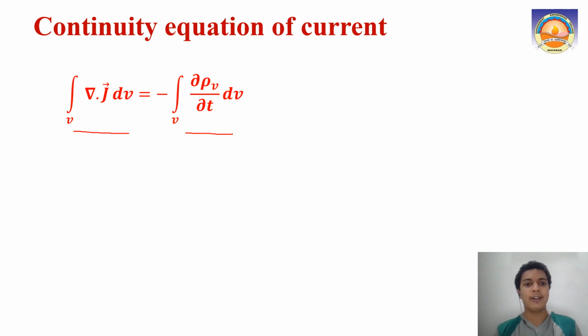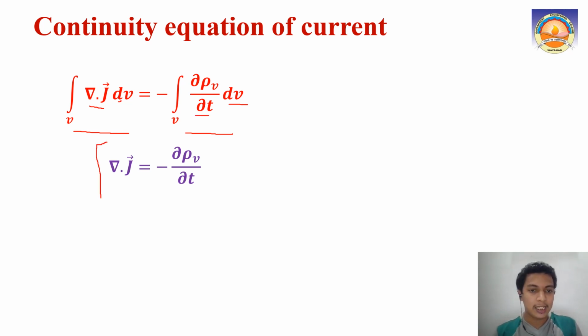So from this it is quite clear that both are volume integrals, with dv on both sides. It is about the same volume that we are discussing. So now from this equation we can directly get our equation: del dot j equal to minus dou rho v by dou t. This equation is referred to as the continuity equation of current. This del dot j equal to minus dou rho v by dou t is defined as the continuity equation of current.